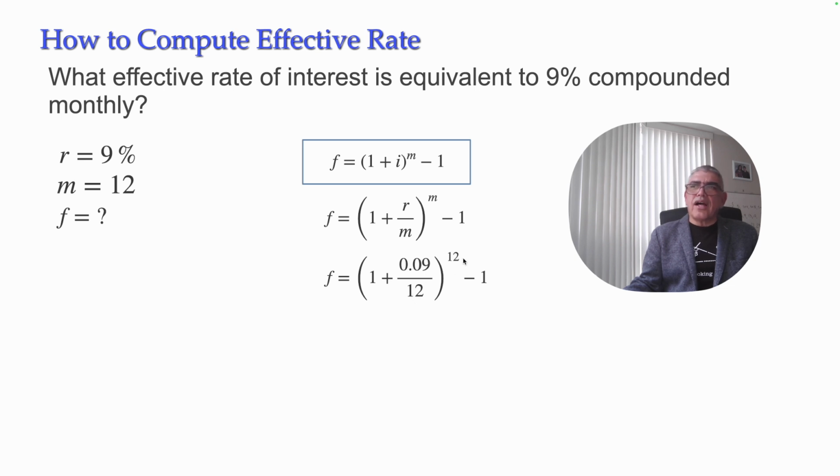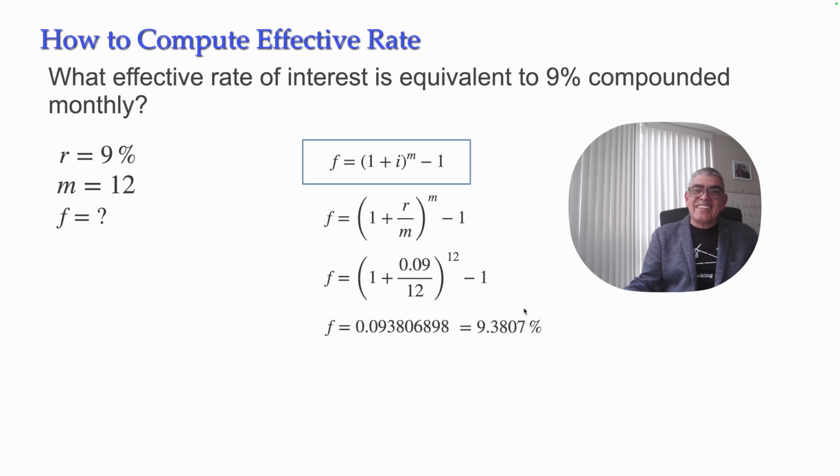Notice that the formula of the effective rate of interest has the same number as the denominator and the exponent. Then use your calculator, and the answer is this. I will multiply by 100 and round to 4 decimals. So the answer will be 9.3807%. And this is the effective rate of interest if the money is compounded monthly at 9%.